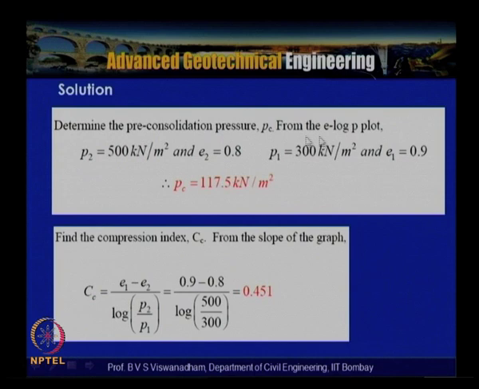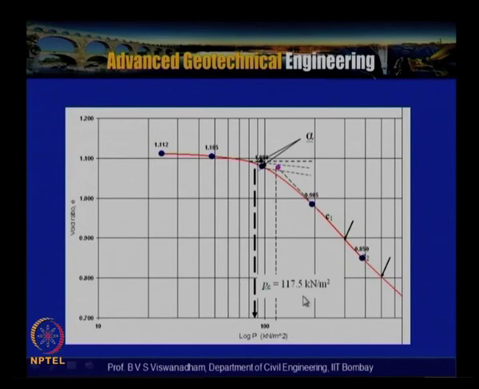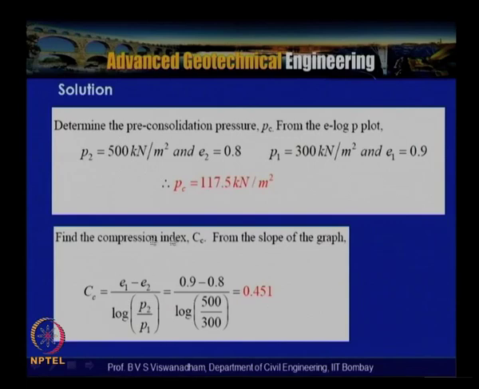Then we determined the pre-consolidation pressure from the e-log-p plot. So here at P2 of 500 kilopascals, e2 is 0.8, and at P1 of 300 kilonewton per meter square, e1 is 0.9. So the pre-consolidation pressure works out to be 117.5 kilopascals. Now the compression index can be found as e1 minus e2 by log of P2 by P1, so 0.9 minus 0.8 by logarithm of 500 by 300, and you will get a compression index of 0.451.